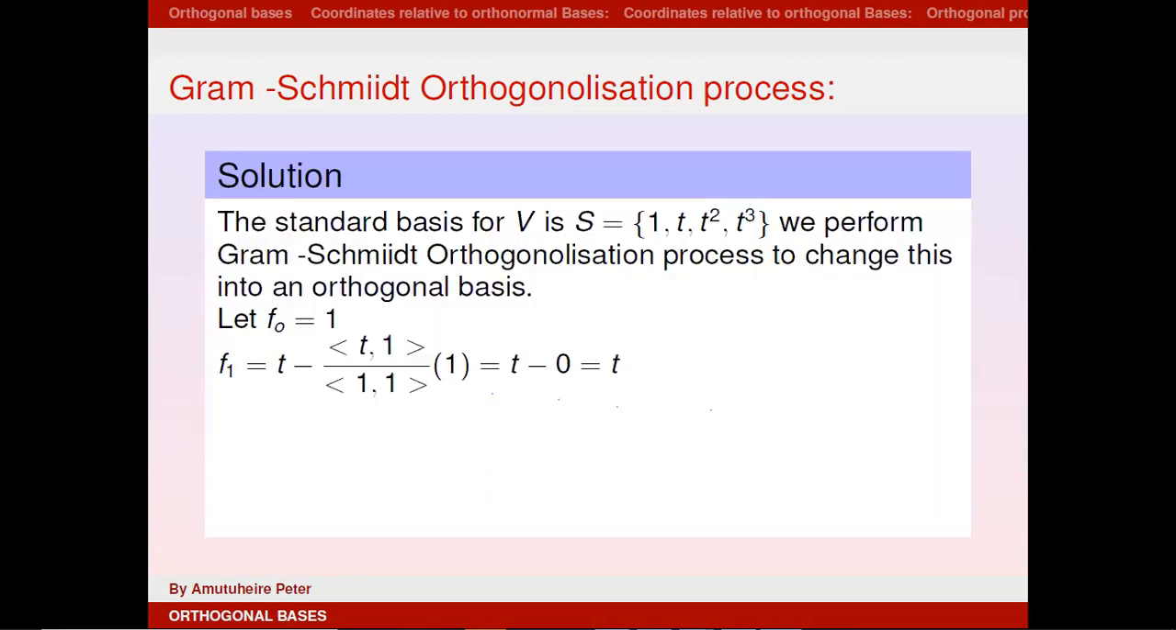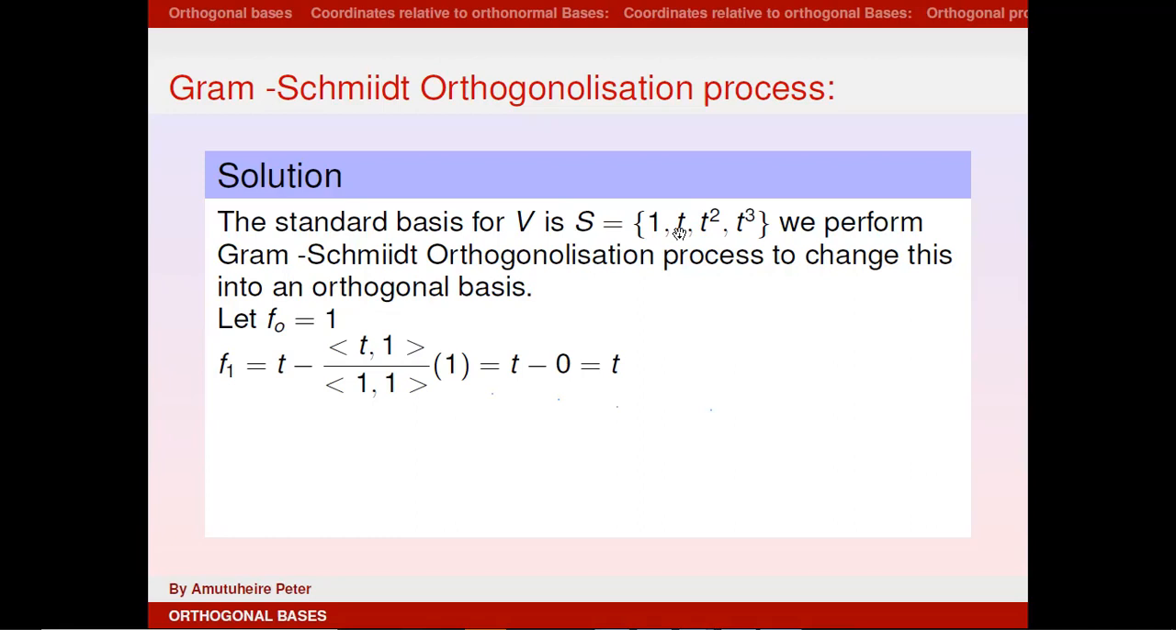And to do that, we start with any basis for V, and we can pick the standard basis for polynomials of degree less than or equal to 3, which is S. So we want to use S to construct an orthogonal basis. So we perform the Gram-Schmidt orthogonalization to change it into an orthogonal basis. So the proof tells us that we let the first element of the orthogonal basis be the first element of the standard basis. So F0 is 1.